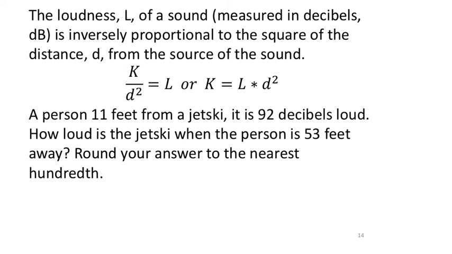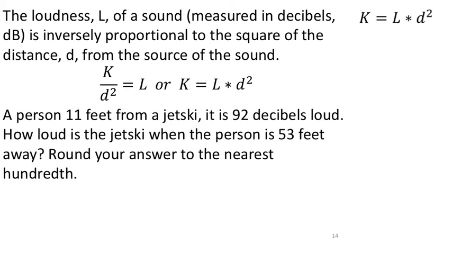the less loud it should be. But this one says a person 11 feet from a jet ski, it is 92 decibels loud. How loud is a jet ski when the person is 53 feet away? We will need to find the constant of inverse proportionality on this one, even though I don't think it's going to force you to, but you're just going to have to one way or the other. All right, so let's find that K constant right there. And, you know, I'll just bring this over. All right, so on this one, the decibels loud, that's L. Right there, 92 decibels loud, that's our L value.